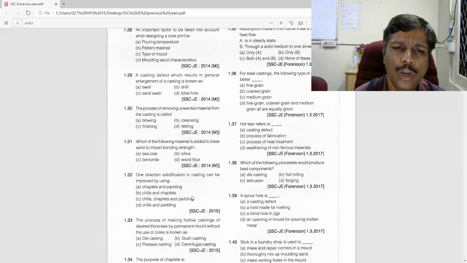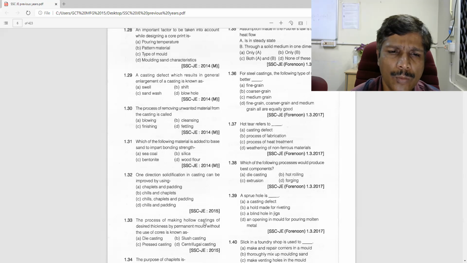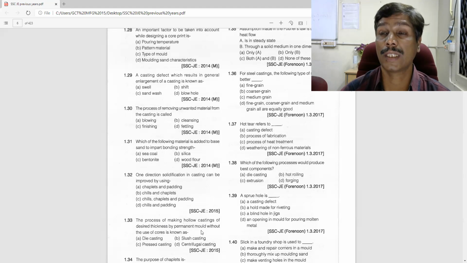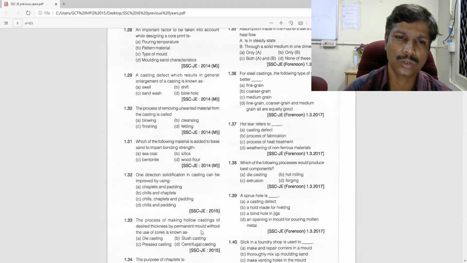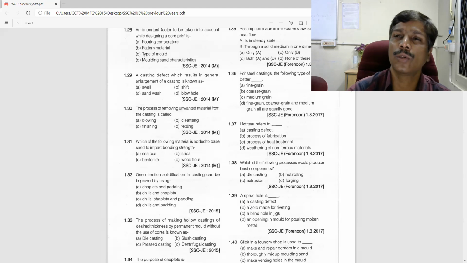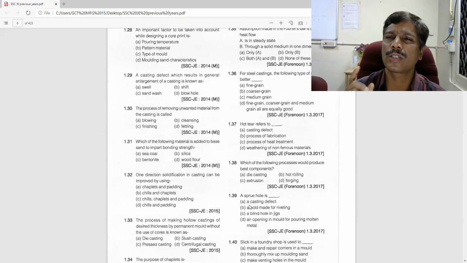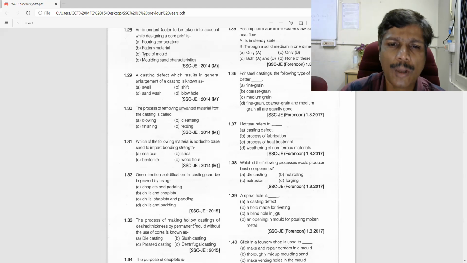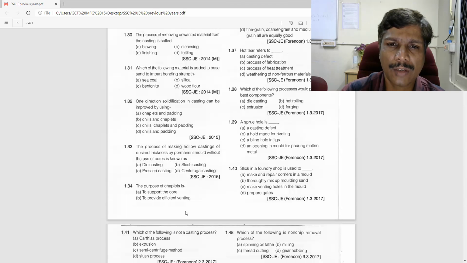The process of making hollow casting of desired thickness in a permanent mold. We want to produce the hollow casting without the use of cores. That is important. Without the use of cores means centrifugal casting. In centrifugal casting, how many cores are used? Zero cores. No core. And the purpose of chaplets: the chaplet is used to support the core.